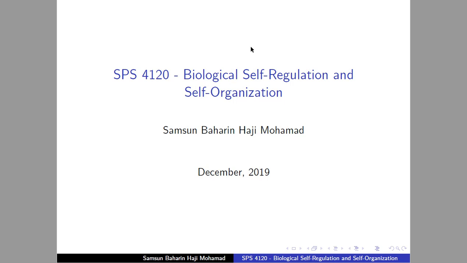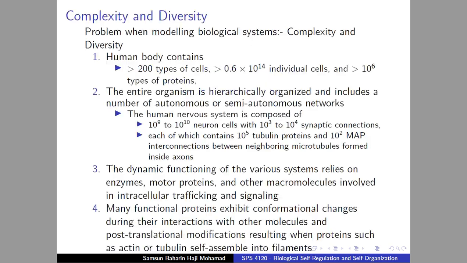Okay, we continue with chapter number 9. We want to see how our cells do self-regulation and self-organization. The cell, as we can see, has a lot of types, and depending on our organ, the cells have different functions.